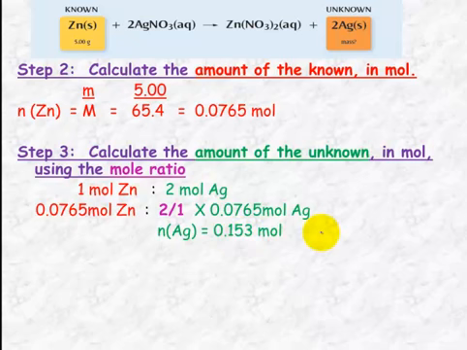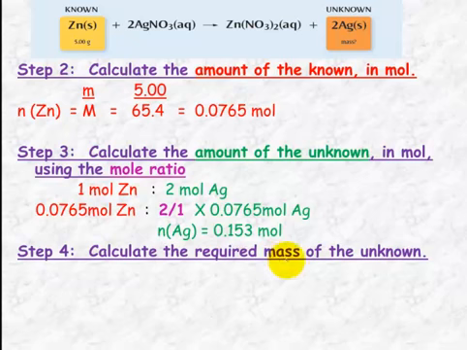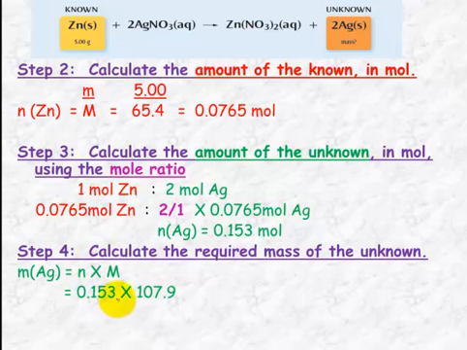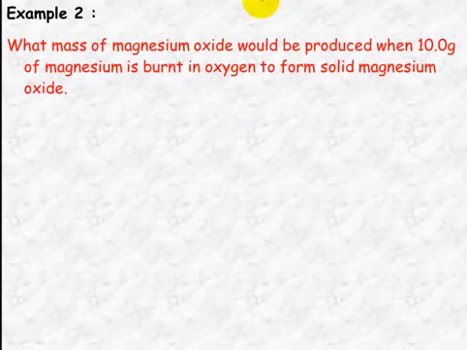Once we've got the moles, it's easy again to convert that back to the mass of the unknown, which is mass of silver equals the number of moles times the molar mass, which is 0.153 times 107.9, and it equals 1.67 grams. So the first step you need to do is to write a balanced chemical equation.